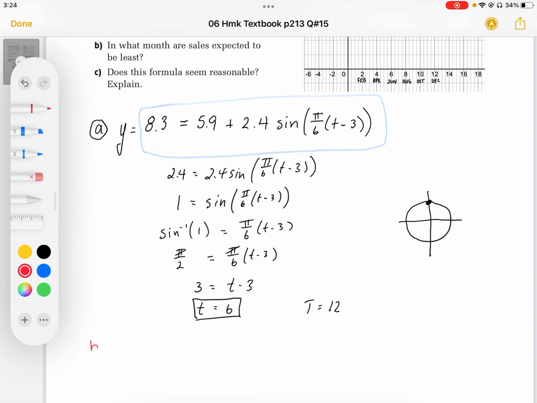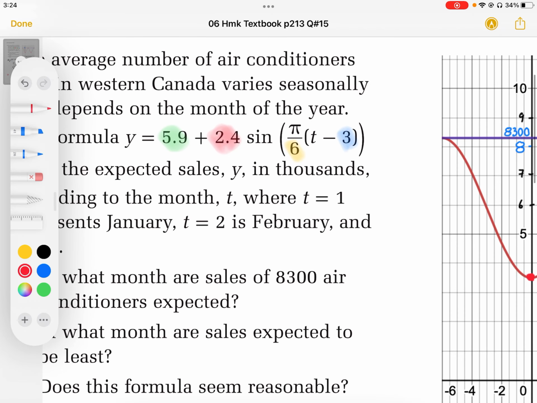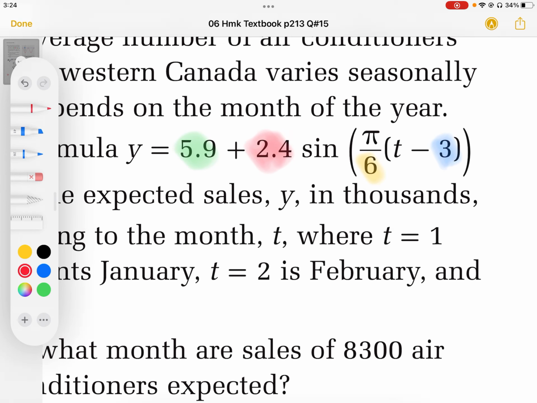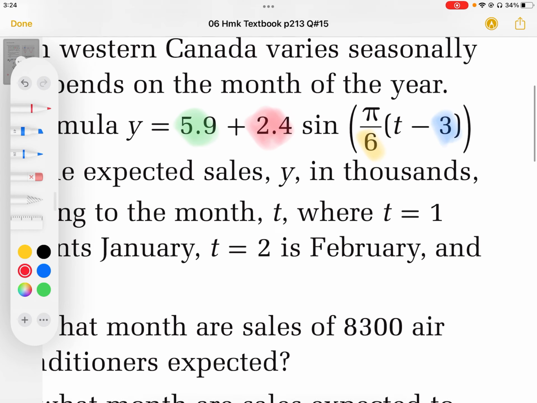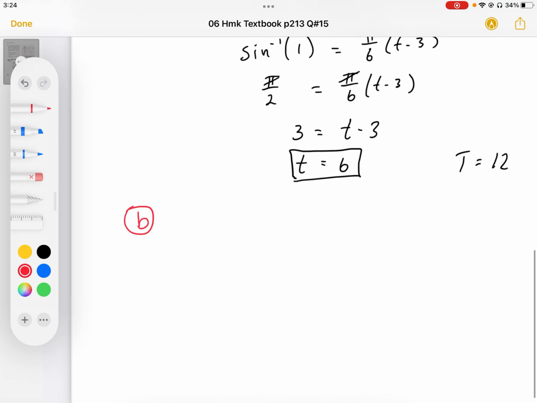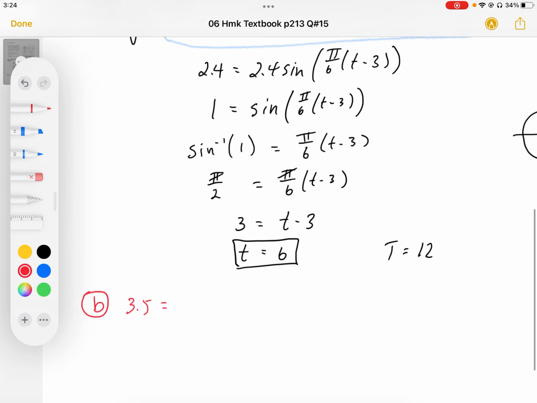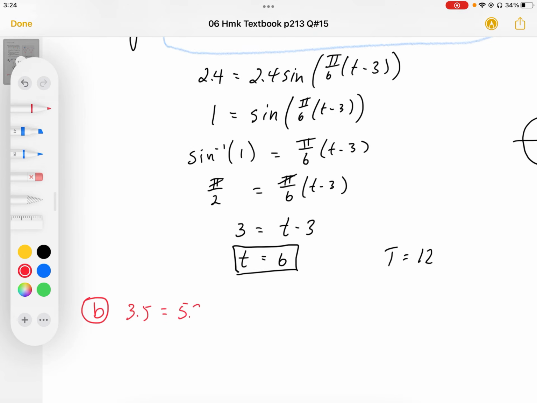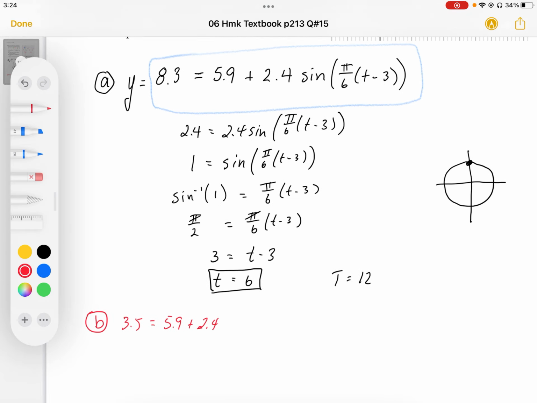Okay, so I'm going to set up my equation. I have to figure out what the least number of air conditioners is. Based on this equation, we know that the middle is 5.9 and I go down 2.4. So the lowest amount of air conditioners sold is going to be 3.5 thousand. And I can set up an equation and solve this. So I have 3.5 is equal to 5.9 plus 2.4 sine of pi over 6 t minus 3.